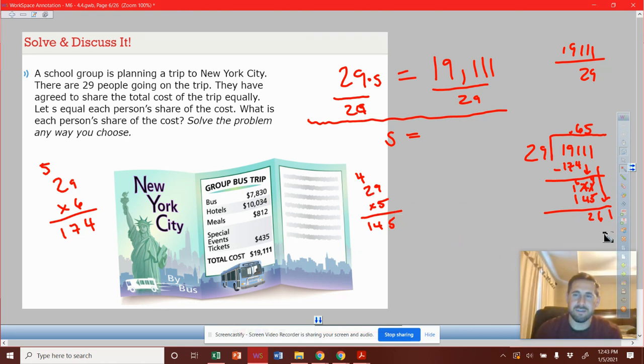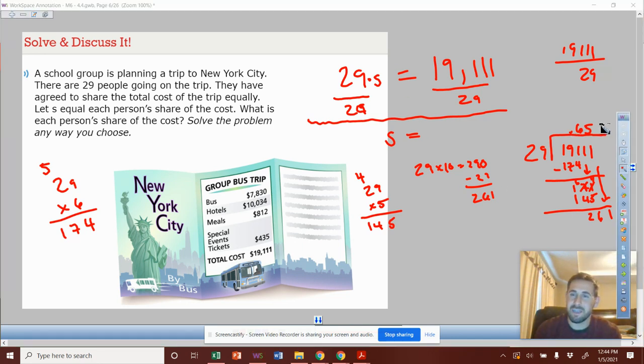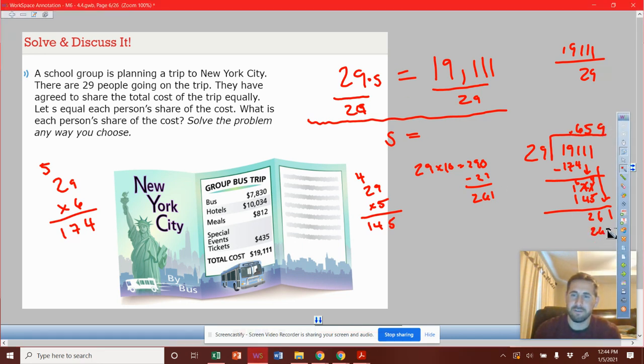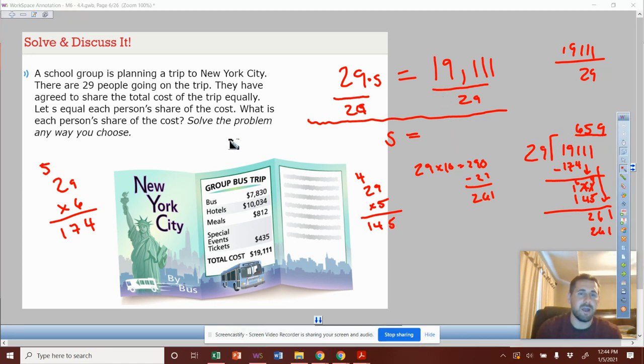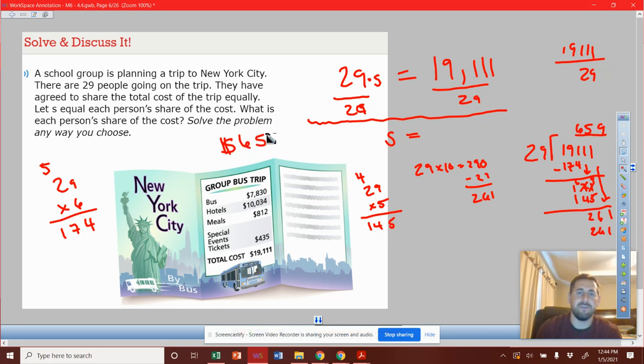So how many 29s can go into 261? Well, I know 29 times 10 is 290. So I'm going to take away one of those 29s. When you take away one of those 29s, you land exactly on 261. So that means we're going to get 9 of them perfectly at 261. Okay, so that's our answer: 659. It looks like there's a decimal there, but that's just because I erased those zeros poorly. Each person in this problem is going to pay $659.